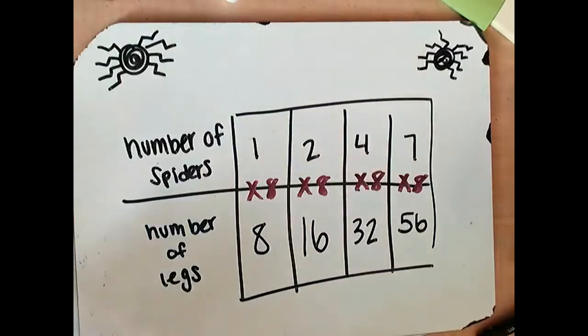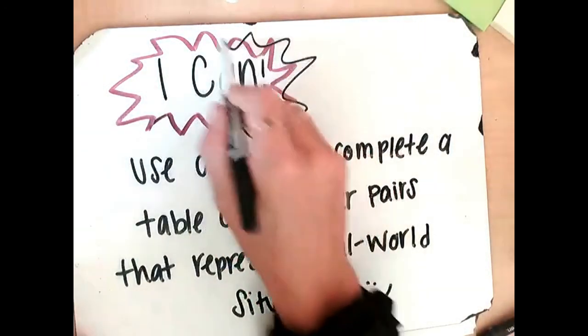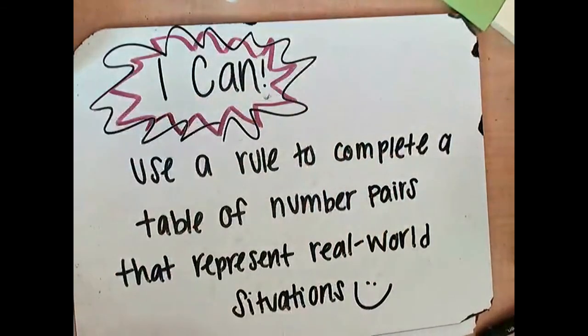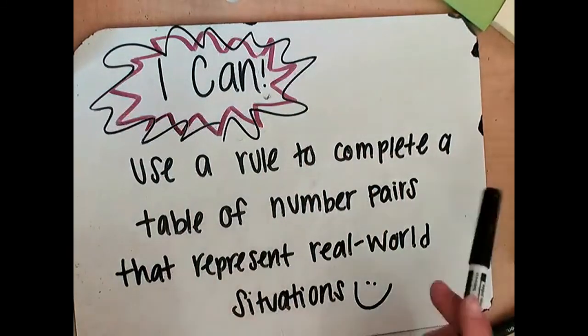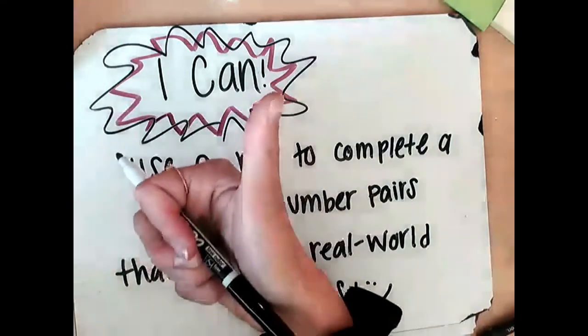Okay, so yeah, that was our problem. I am going to switch over to our I can statement. At the end of today's lesson, after you work with your Google Classroom things, or if you're in person working with your teachers, you should be able to say this. And I bolded it and did all this fun stuff because you can do it. I can use a rule to complete a table of number pairs that represent real world situations. And that's what you should be able to do today. So good luck, have fun. Yay!